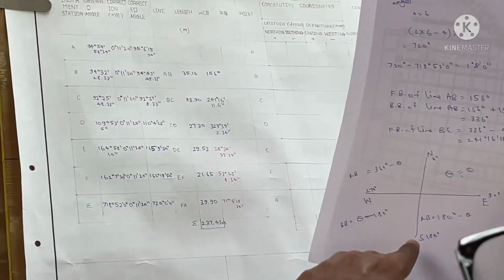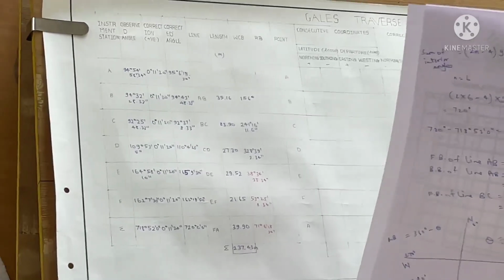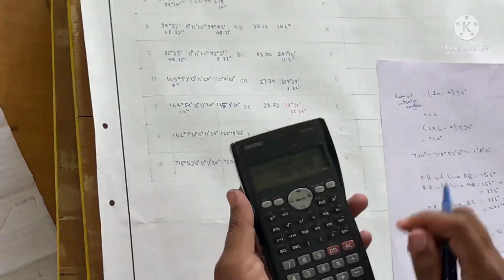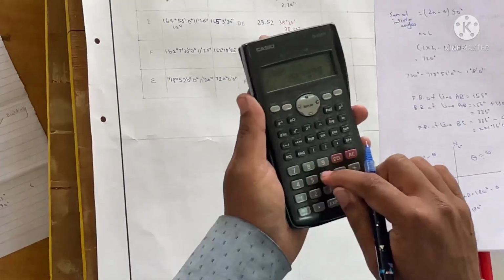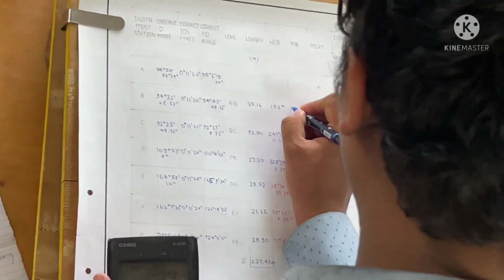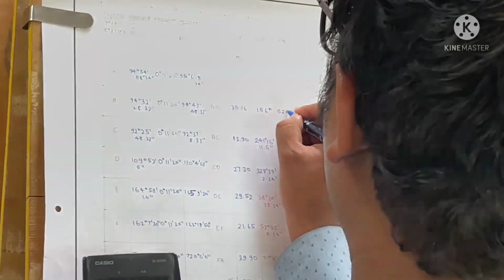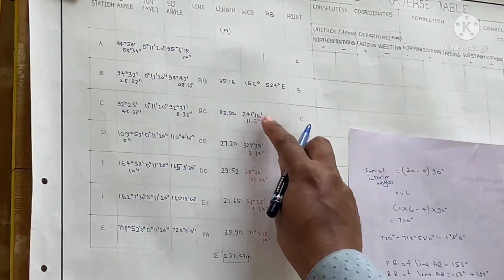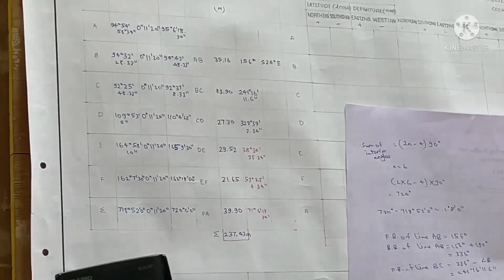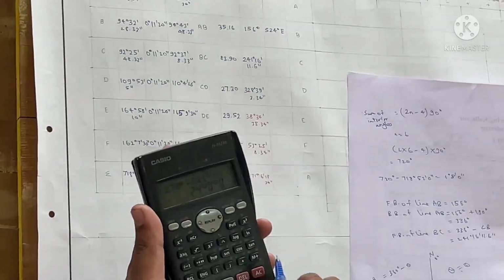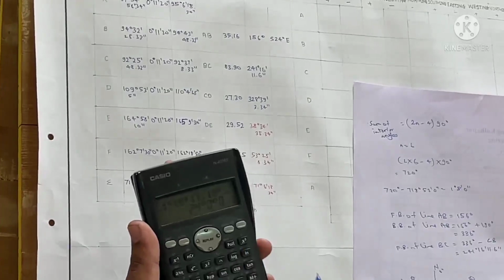So the first angle is 156 degrees, which lies in the southeast quadrant. The quadrant is fixed, so 180 degrees minus the angle will give me the RB. So 180 degrees minus 156 degrees is 24 degrees, so with respect to south, it is south 24 degrees east. Next it is 241 degrees 16 minutes 11.6 seconds, so it is lying in the third quadrant.